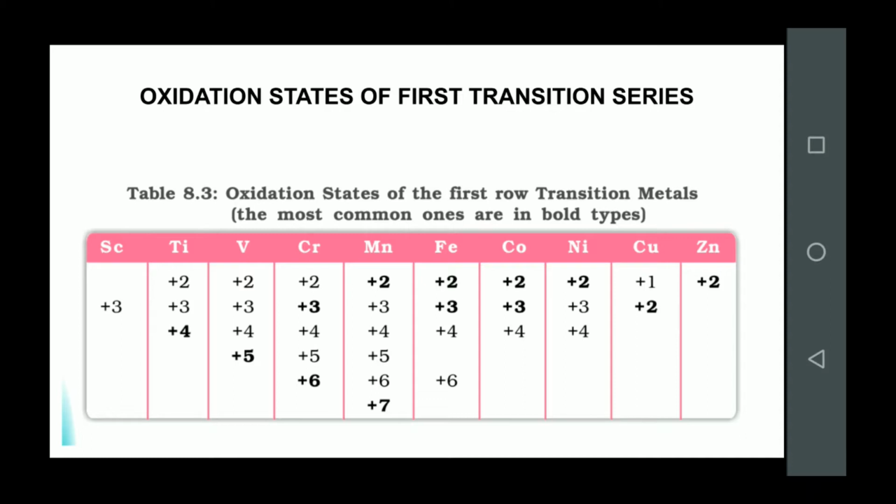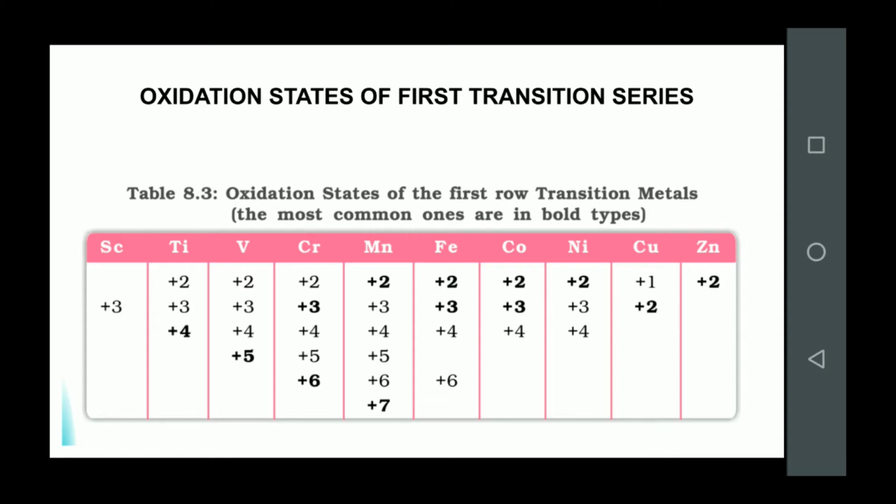Only scandium and zinc are the two elements which show only a single oxidation state, whereas all the remaining elements are capable of exhibiting more than one type of oxidation state. So when you move from scandium to zinc and reach the middle of the series, that is manganese, you will find that manganese shows the maximum number of oxidation states, and after manganese when you move forward, the number of oxidation states goes on decreasing.